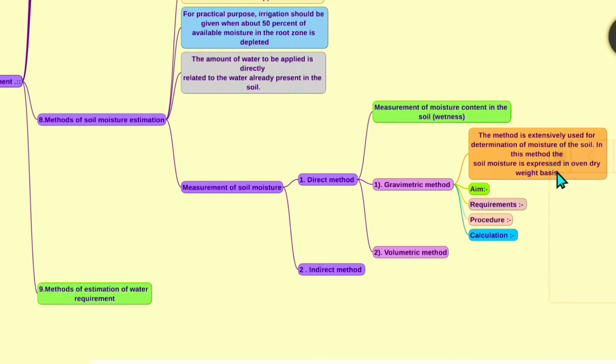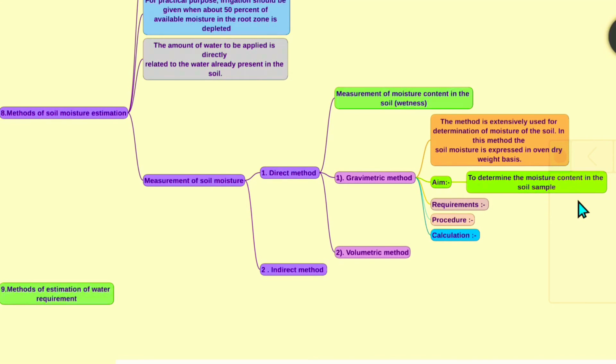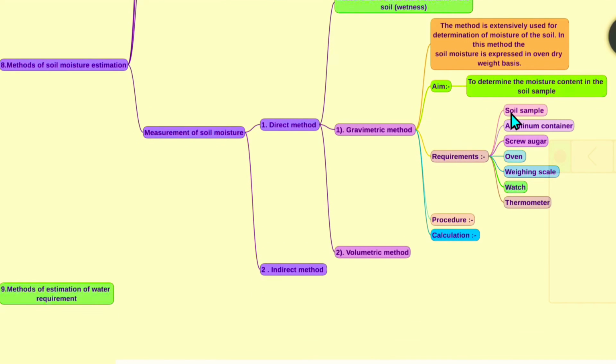We'll see the first, the gravimetric method's aim. What is the aim of this method? To determine the soil moisture content in the sample. And what are the requirements of this method? The first one, the soil sample, is the most important requirement. Second is an aluminum container, third is a screw auger, an oven, and a weighing scale for weighing the soil samples and various materials. A watch is required for setting time, and a thermometer for measuring the temperature.